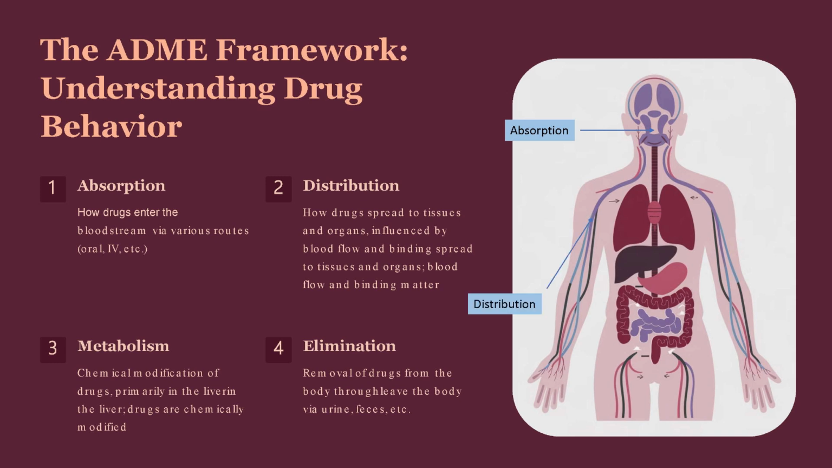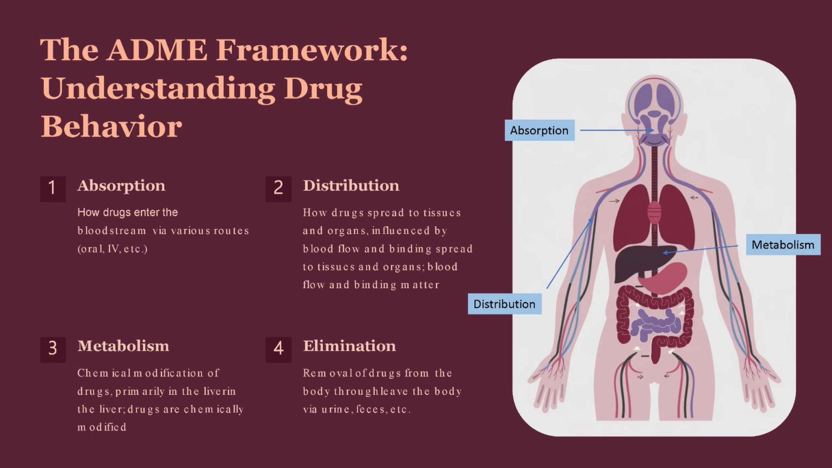Distribution. Distribution describes how drugs spread from the bloodstream to different tissues and organs. Blood flow and the drug's ability to bind to plasma proteins like albumin play significant roles in this process. The diagram illustrates branching blood vessels and how the drug reaches different areas of the body, with some tissues receiving more of the drug depending on perfusion.